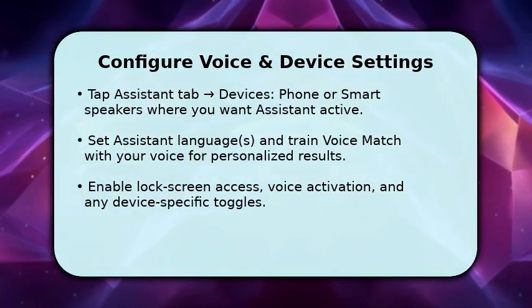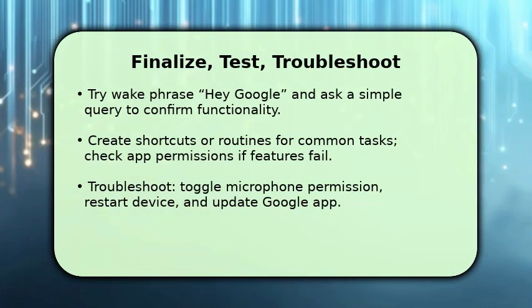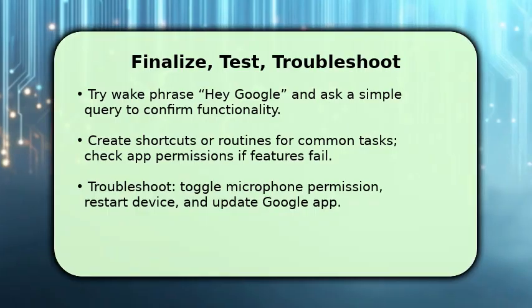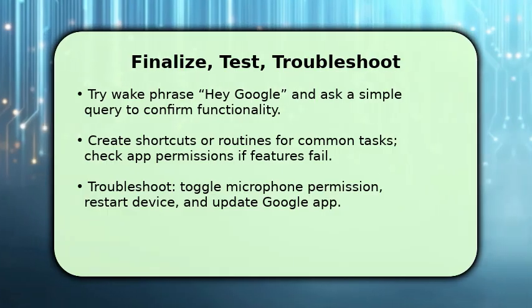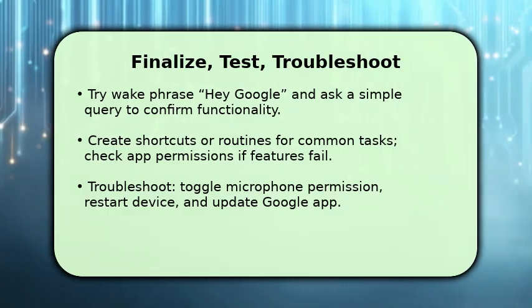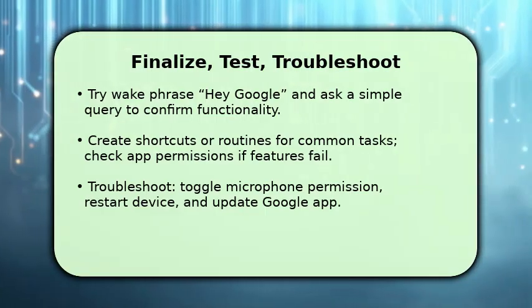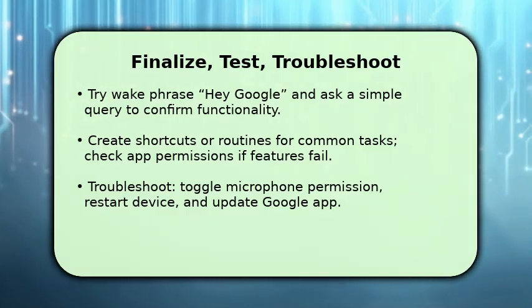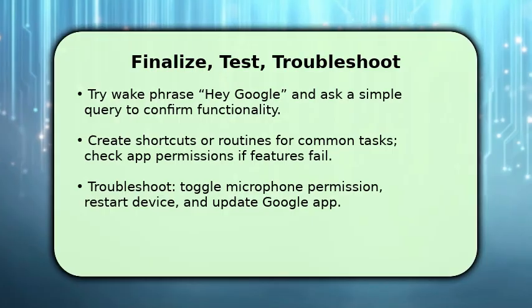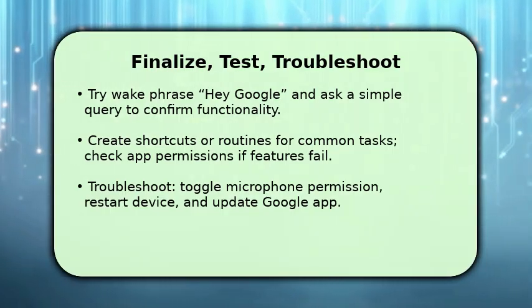You finish by testing Assistant with the wake phrase, say, "Hey Google," and ask something simple like the weather. If responses are good, set up shortcuts or routines for repeated tasks to save time. Make sure any linked services, calendars, or smart devices are authorized so Assistant can act on them. If something goes wrong, first check microphone permission, then restart the device and ensure the Google app is up to date. This common sequence resolves most setup errors quickly.